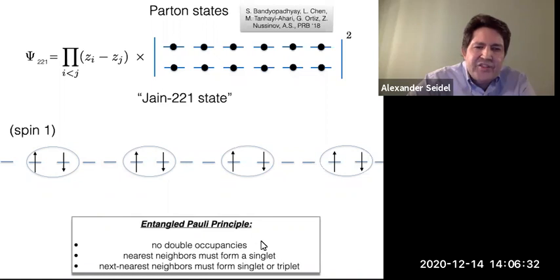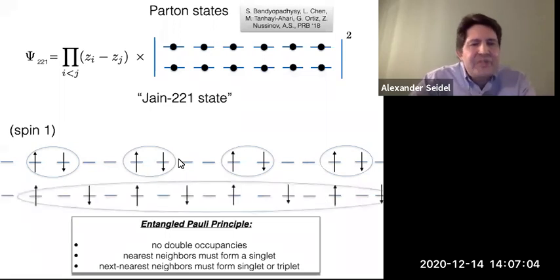So this one says no double occupancies, nearest neighbors must form a singlet, and next nearest neighbors must form a singlet or triplet, but cannot be spin 2. And this last rule makes all the difference, because actually the densest filling factor at which you can write down a root state satisfying all these rules is 1/2, but this is not the only possibility.